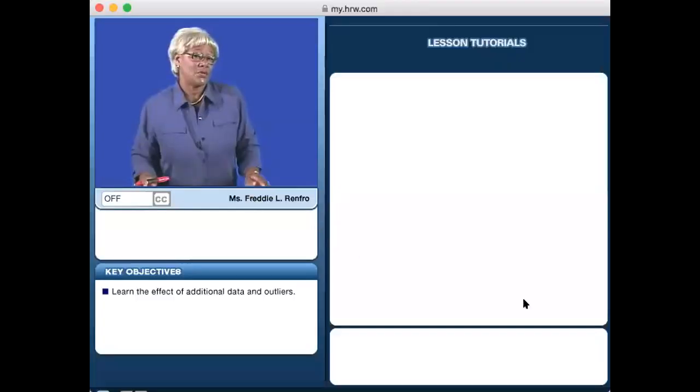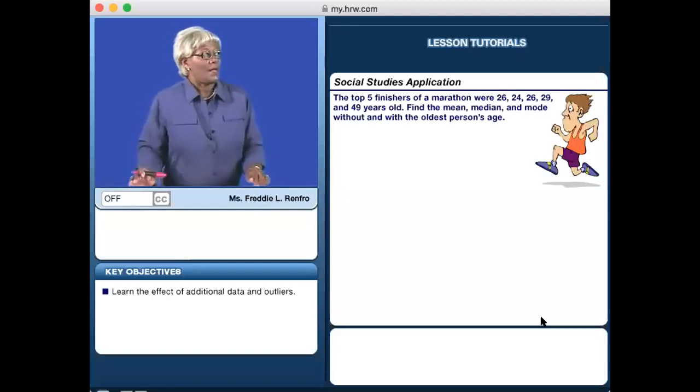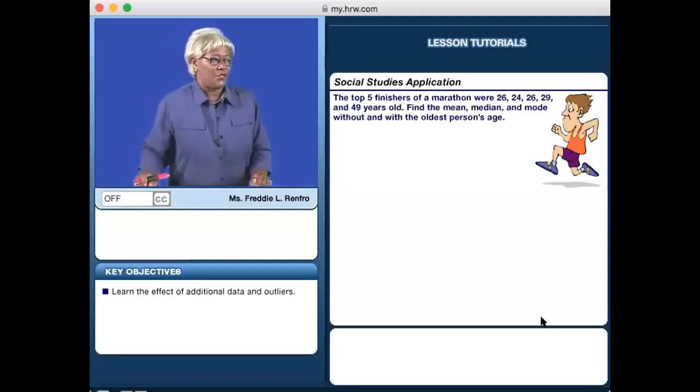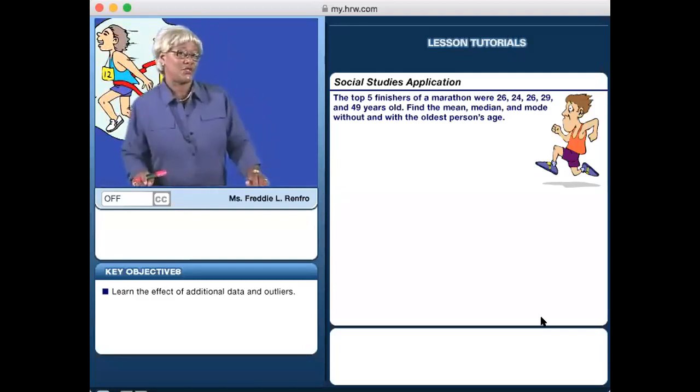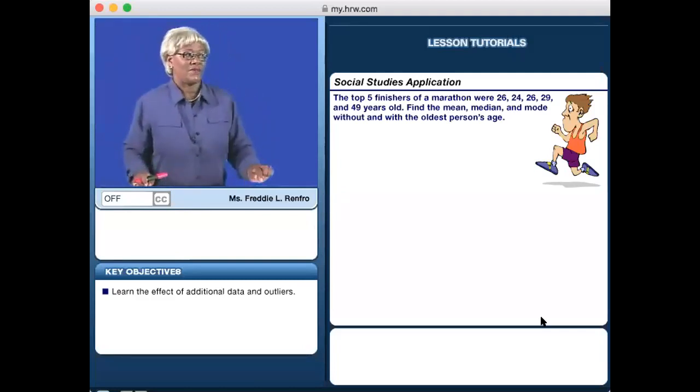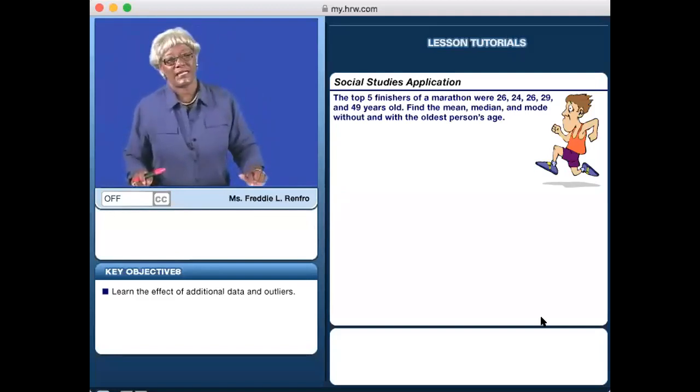Let's take a look at another application where we're being asked to find the mean, median, and mode. Ready? The top 5 finishers of a marathon were 26, 24, 26, 29, and 49 years old. We're to find the mean, median, and mode with and without the oldest person's age.